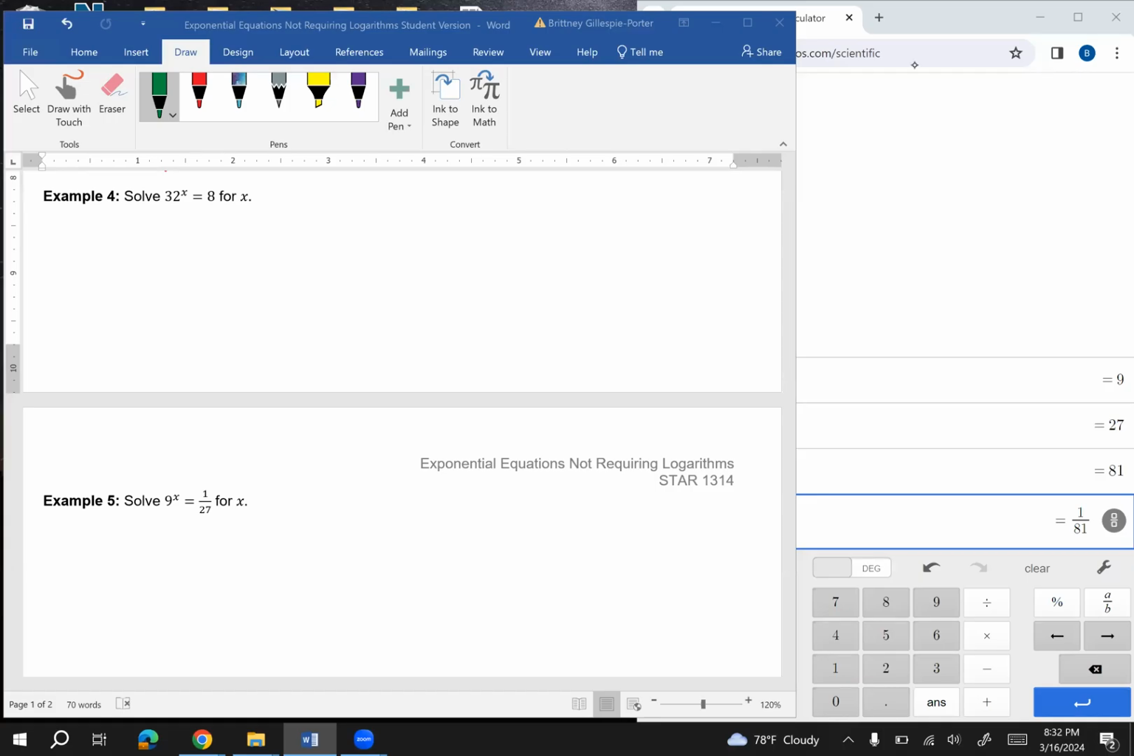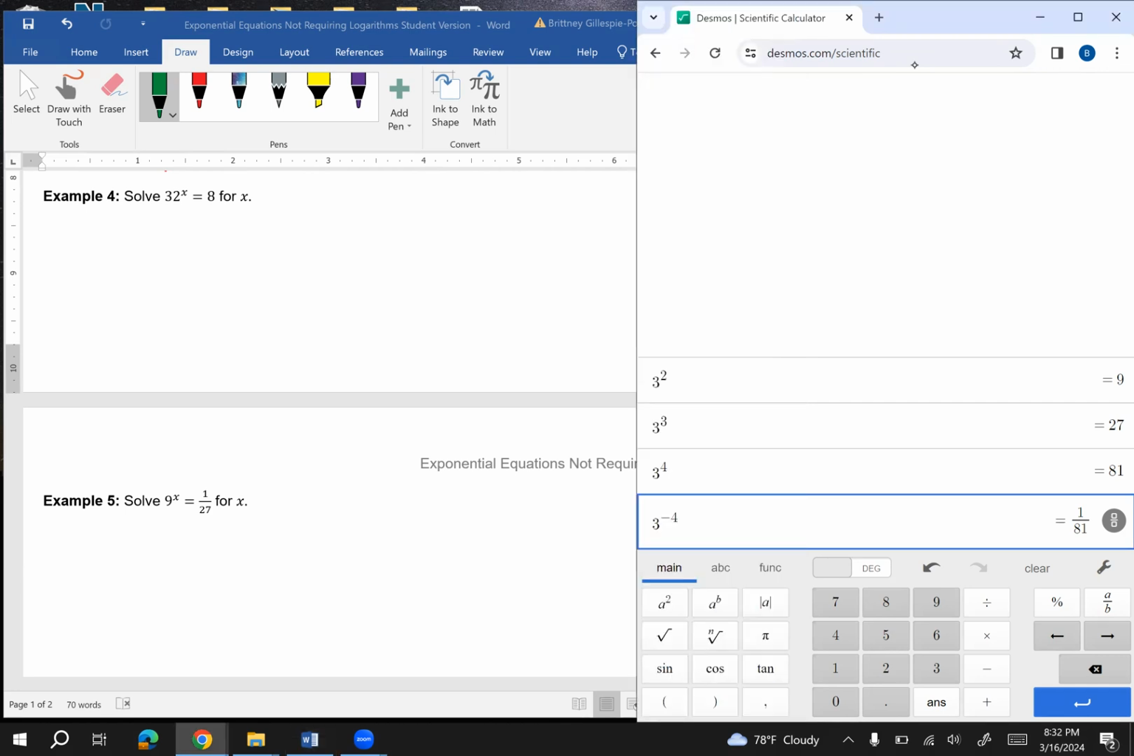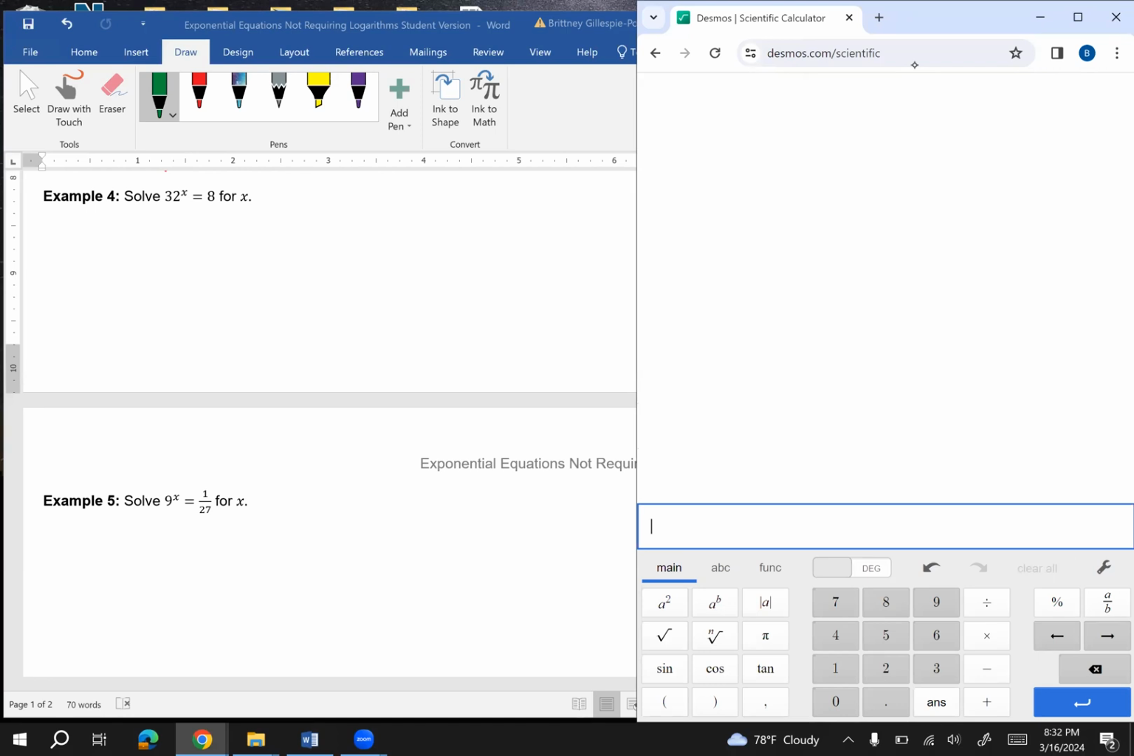Let's look at some more exponential equations where we have to use some more tricks up our sleeves. When we have 32 to the x equal to 8, we start by looking at the smaller number, 8. We know 8 to the first is 8, so we don't really care. But if we do 8 to the second, that's 64. 64 is way too big because we're looking to rewrite the 32. So let's think about how we can rewrite 8.